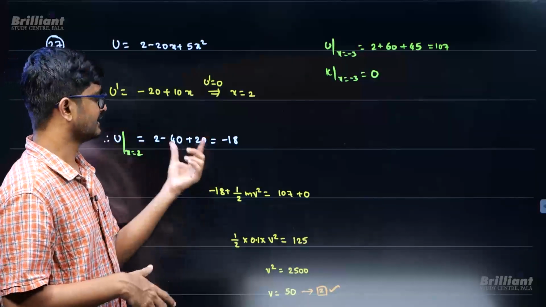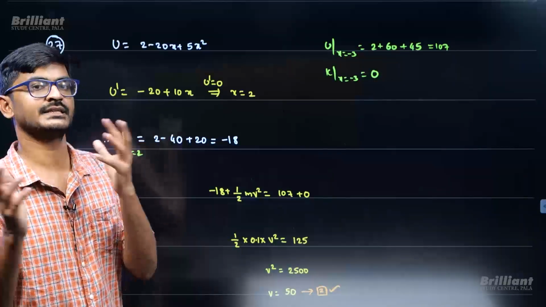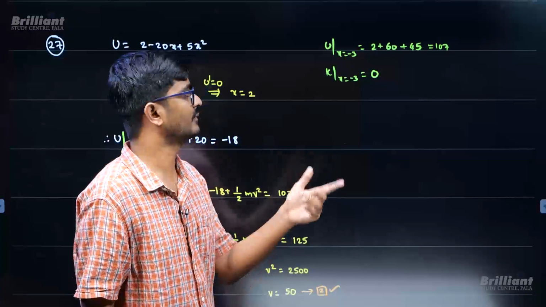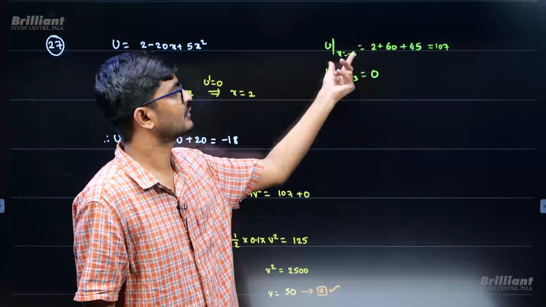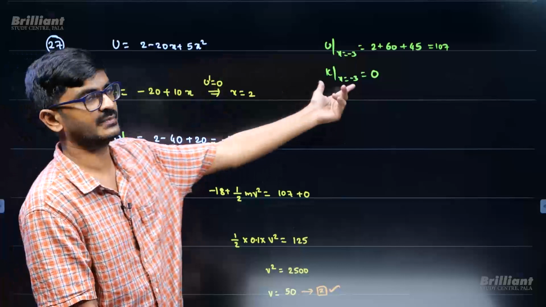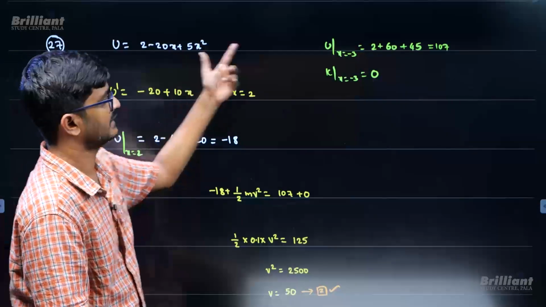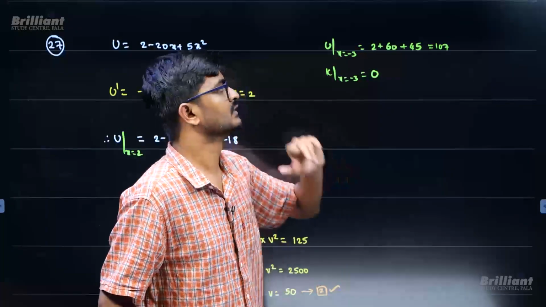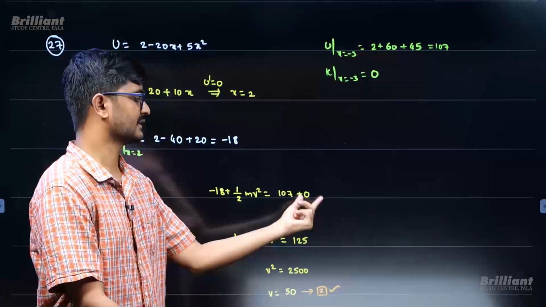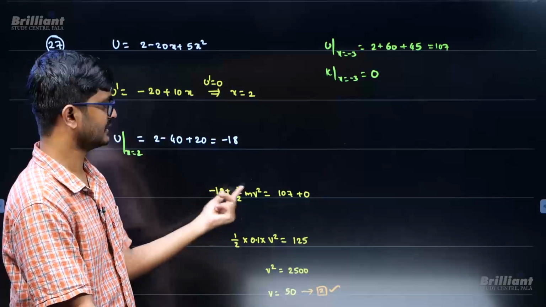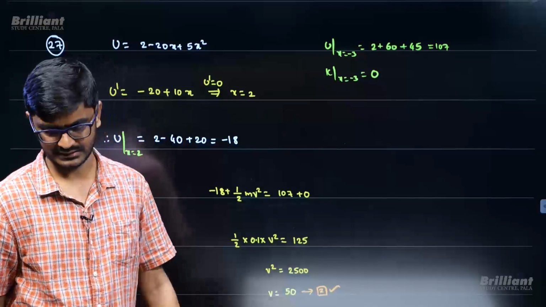Now I can say that potential energy plus kinetic energy must be equal at any moment. But at the initial moment they said kinetic energy is 0 at x equals to -3. What will be the potential energy at x equals to -3? I substitute x equals to -3 and I get 107. So at x equals to -3, potential energy is 107, kinetic energy is 0. 107 plus 0 equals to -18 plus half m v square. Now the m value is given, you can just substitute and you will get the required answer.